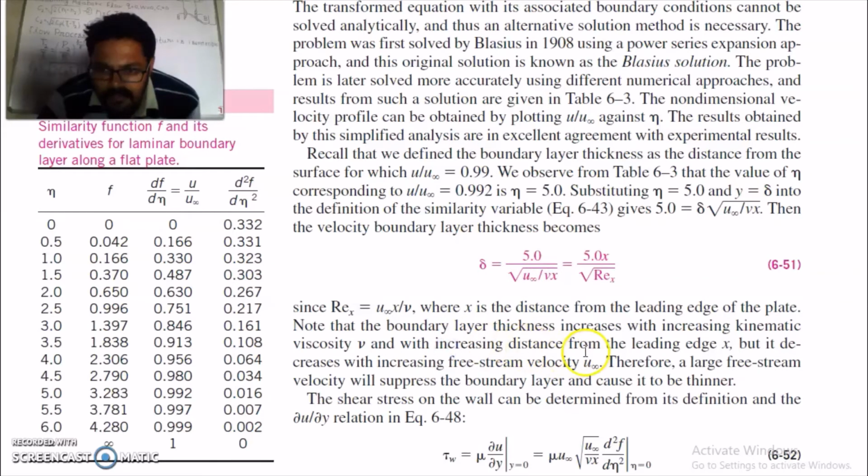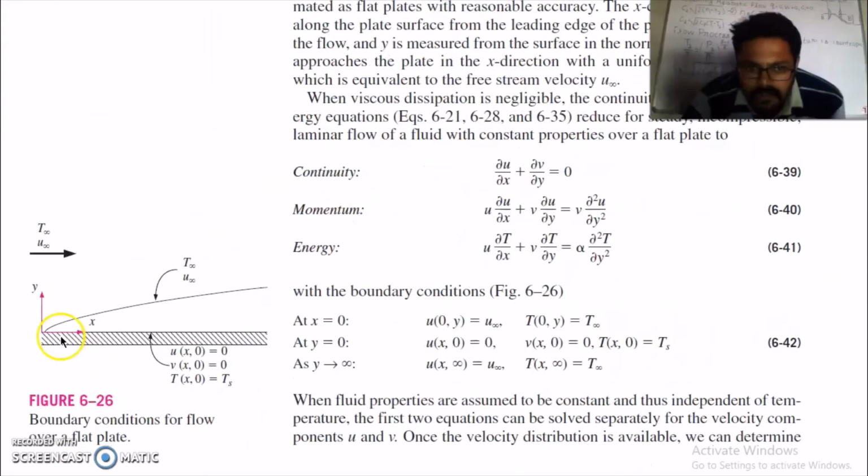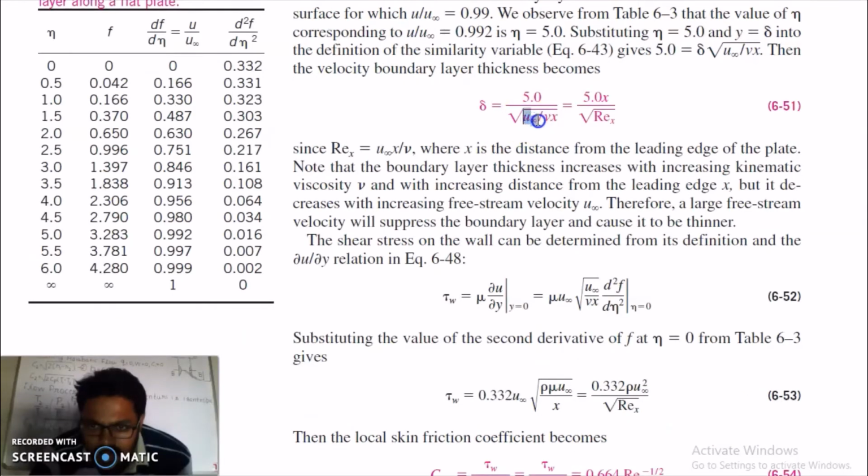With increasing distance from the leading edge x, the boundary layer also will increase. It is clearly visible that as we move in the x direction, the thickness of the boundary layer is increasing. If you increase the free stream velocity, your boundary layer thickness will decrease. Therefore, a large free stream velocity will suppress the boundary layer and cause it to become thinner.